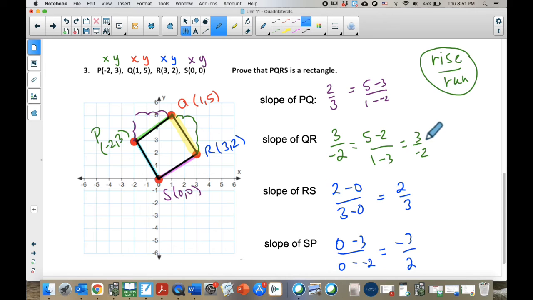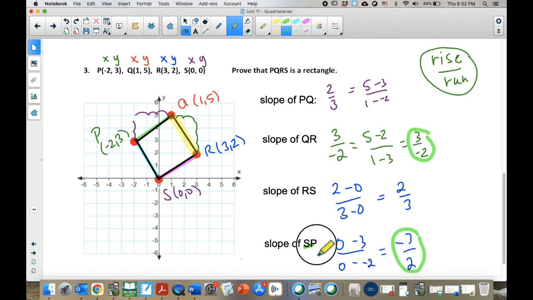All right, so look. We have 2 that are the same. And then we have another 2 that are similar, but they're not the same. So we have a -3 over 2 and a -3 over 2. That means that SP and QR are parallel to each other. Let's look at it. SP is here. QR is here. Yep, those are parallel.